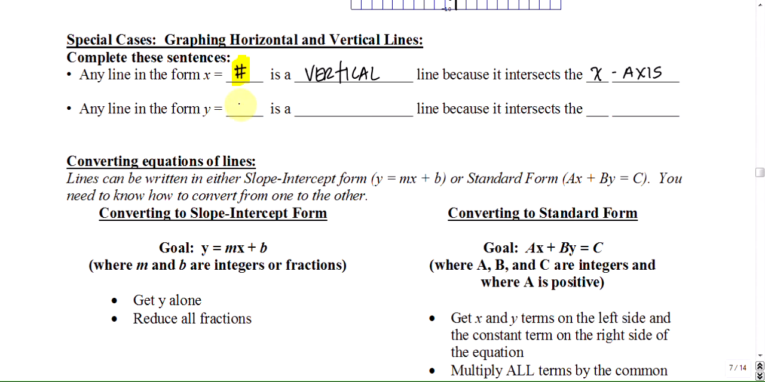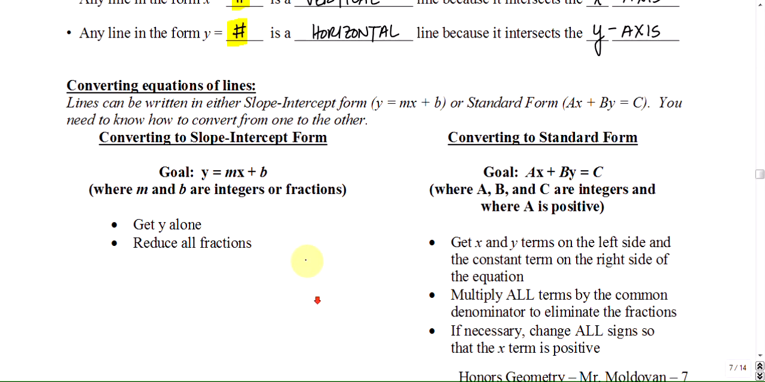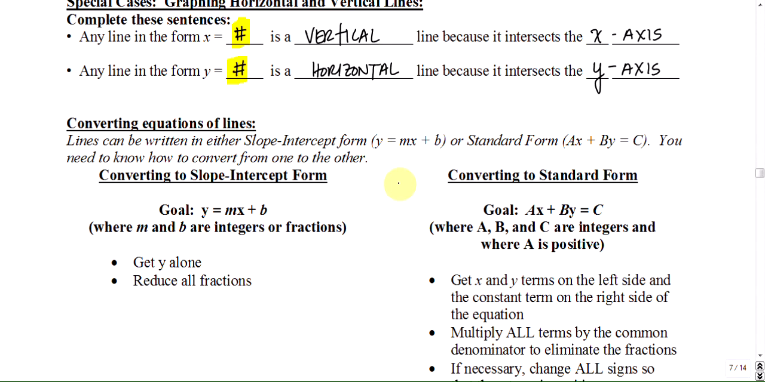y = is going to be the other way then. y = a number is a horizontal line, which is sort of backwards from what we might first think about this, because we need the line to cross the y-axis at whatever number y is set equal to. Okay, and we'll probably see some of those in some of the coming examples.